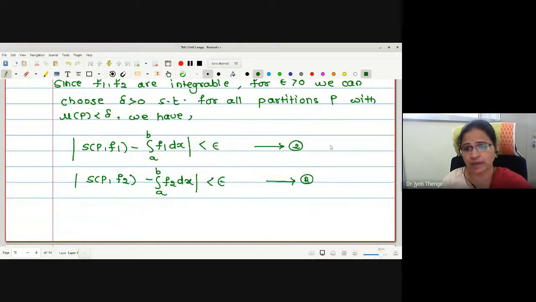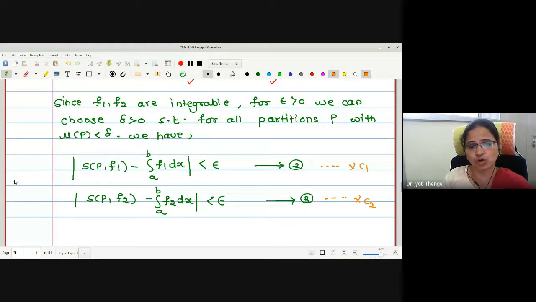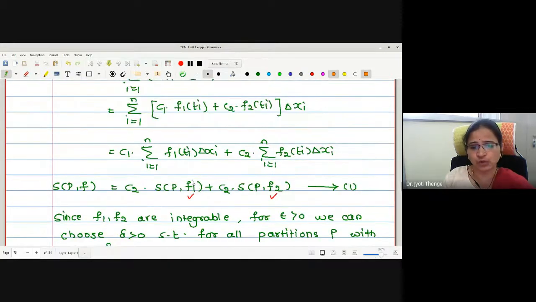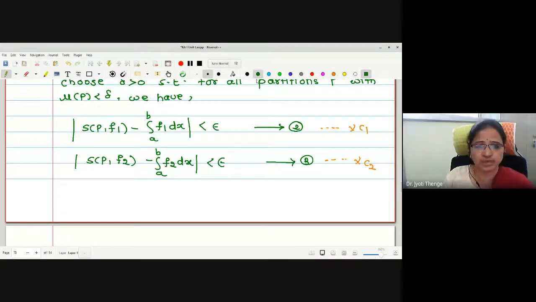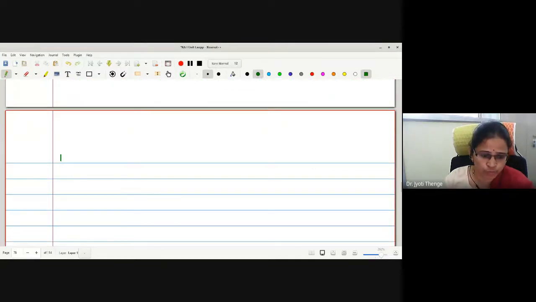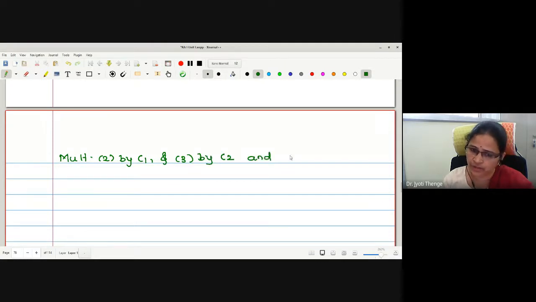I will multiply inequality number 2 by c1 and number 3 by c2, and add. Once I add, the term I will get in the modulus is c1 S(P, f1) plus c2 S(P, f2), which will create my Riemann sum with respect to the function here. So let me write: multiply 2 by C1 and 3 by C2 and add.